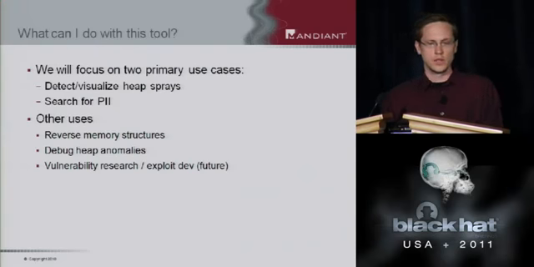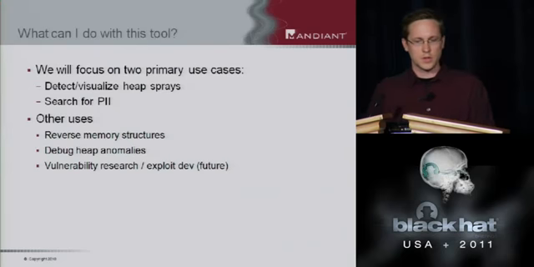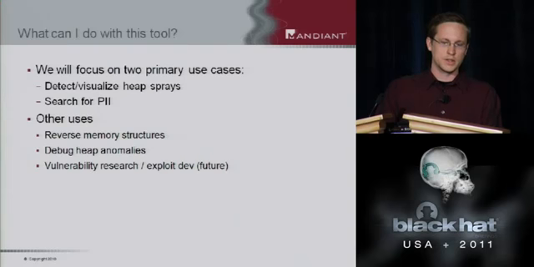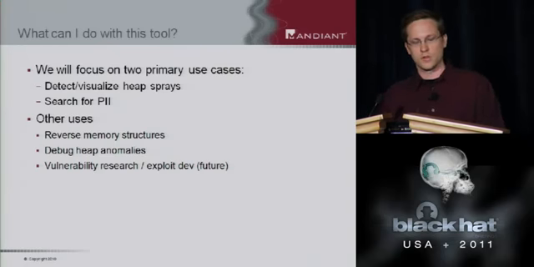So what can you do with this tool? In this talk, since we only have 20 minutes, we're going to talk about two primary use cases: detecting and visualizing a heap spray after it's occurred, and searching for personally identifiable information such as social security numbers, credit cards, Skype conversations, that type of stuff. There are some other uses that I thought about. Haven't really implemented much in the tool to support this, but reversing memory structures. So for example, a Skype conversation is a very obvious pattern. You could easily write a signature to detect the actual structure that a conversation is stored in memory.